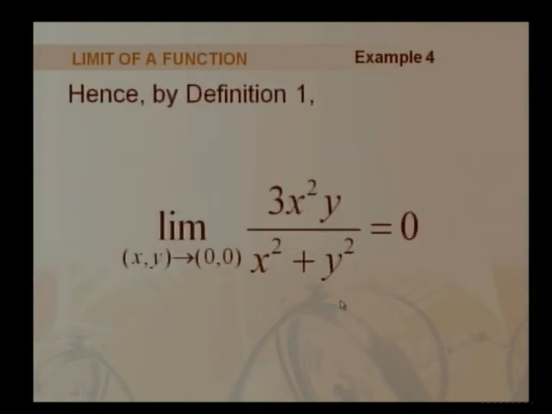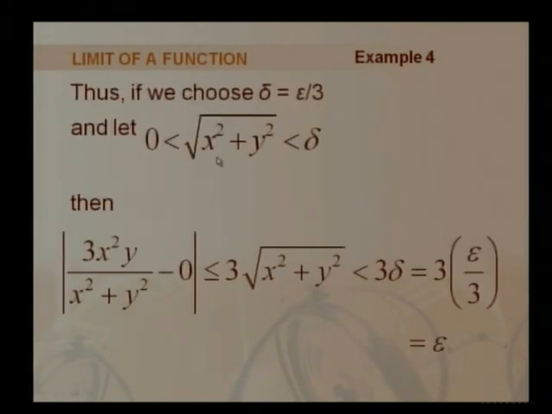So we can say that when the value of square root x square plus y square is less than delta, meaning if delta is sufficiently small, so that the ordered pair x y approaches 0 0, at the same time we are getting the value of this function less than epsilon. Again, epsilon is a very small value, which means the value of this function is very near to 0.